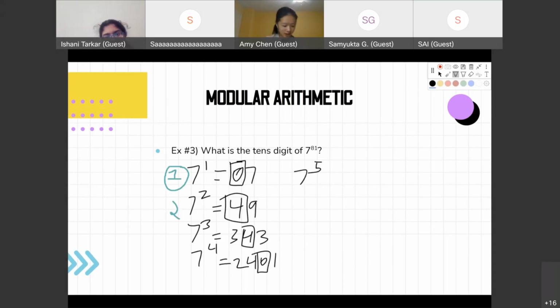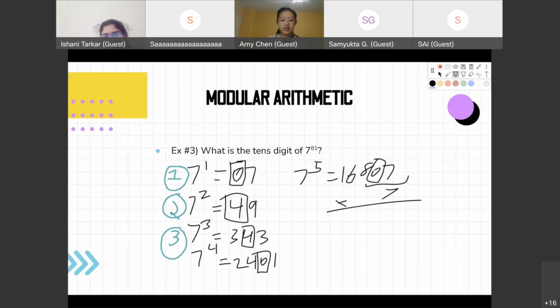7 to the 5th means it's time to get out my calculator, and it equals 16,807, which means that the tens digit is 0. Do you notice a pattern? Isn't it interesting? 7 to the 5th not only has the same units digit, it also has the same tens digit, which means that since the last 2 digits are 07, the next one in the pattern will always be 49, and then 43, and then 01.